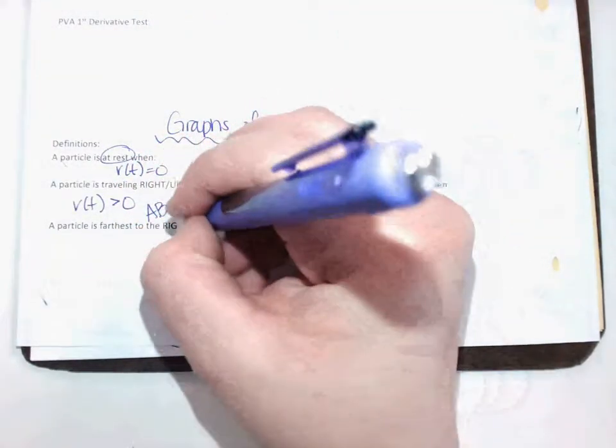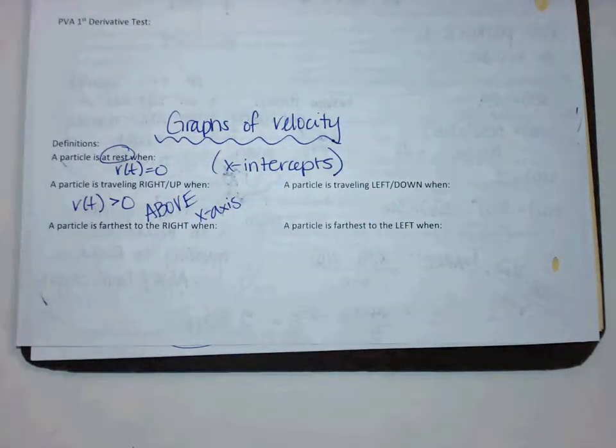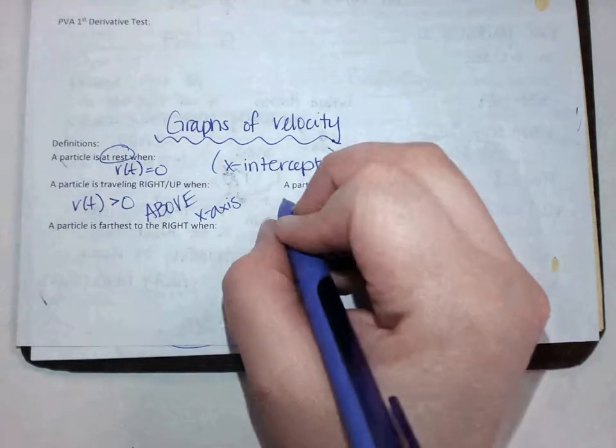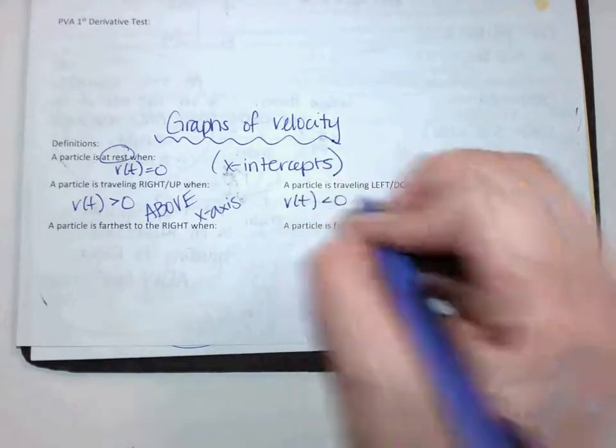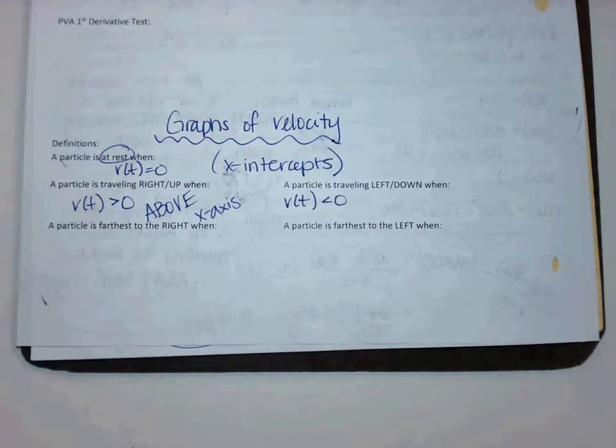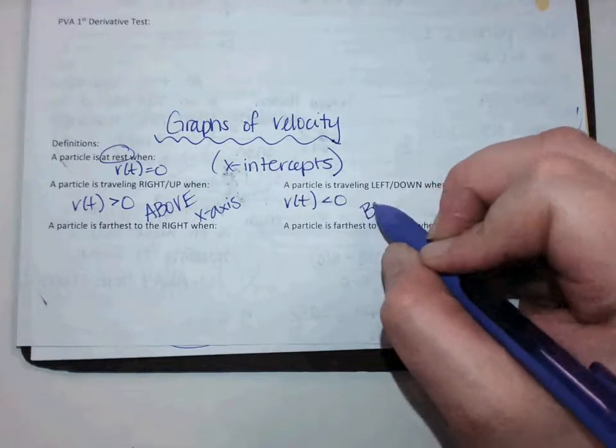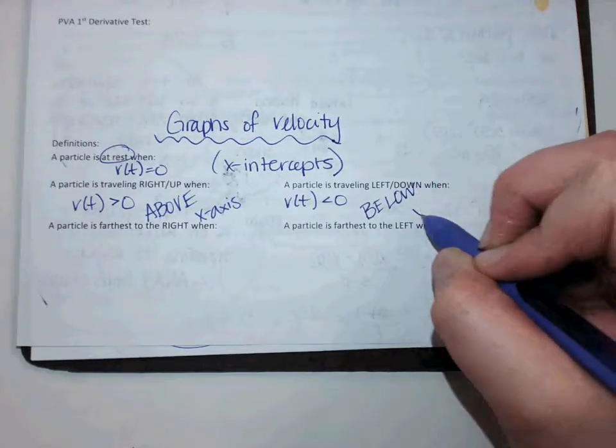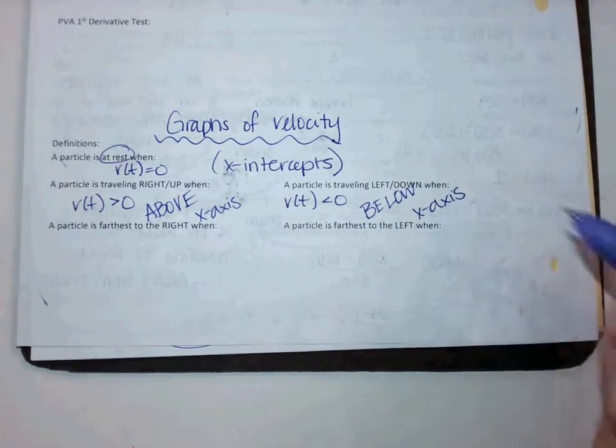Why? Above the x-axis. If I'm looking at velocity, velocity is positive when it's above the x-axis. Okay, my particle will be traveling to the left when velocity is negative, which means that it will have to be where? Below the x-axis.